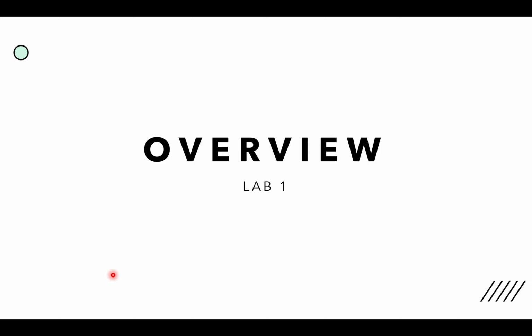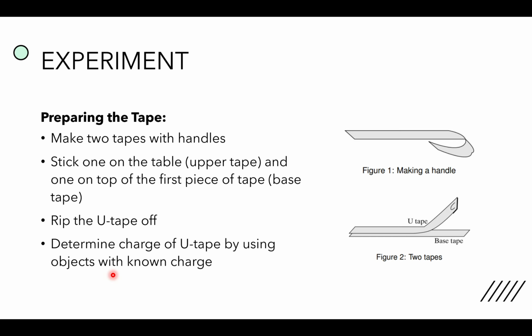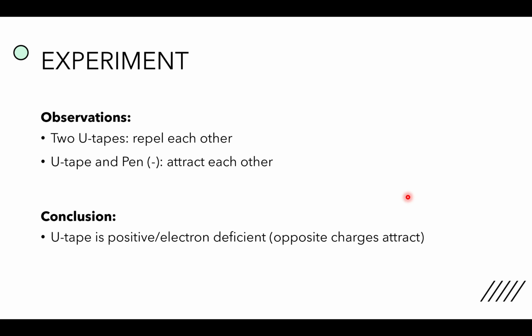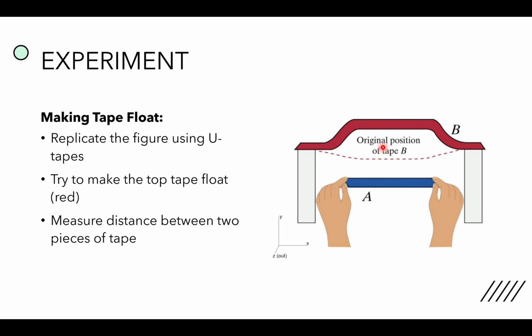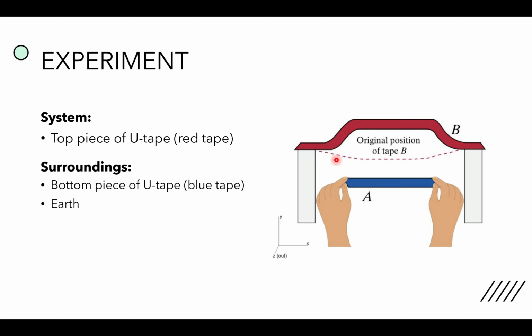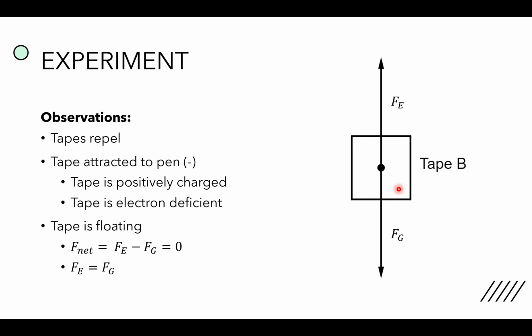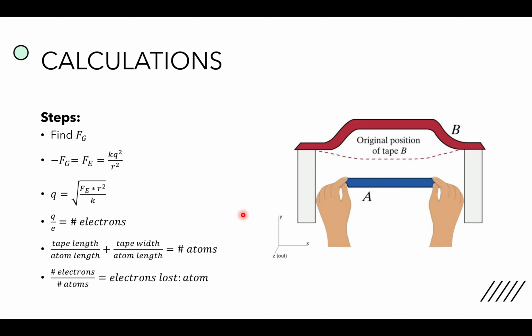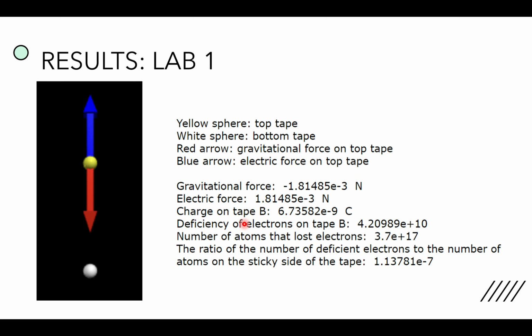Now just a really brief overview of the procedures of Lab 1. Anyways, I made U-tape, made some observations, and I tried to make the upper tape float, with the system being the upper tape and the surroundings being the bottom tape and the earth. Using that distance, I was able to calculate the amount of charge on the tape, which was 6.73 times 10 to the negative 9 coulombs.